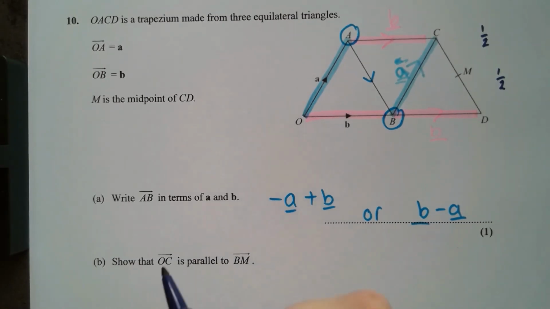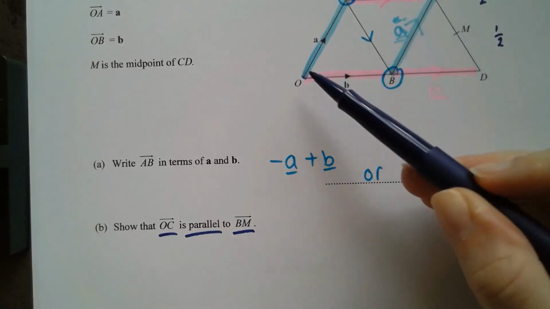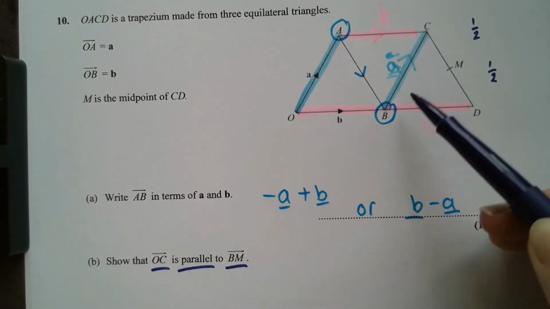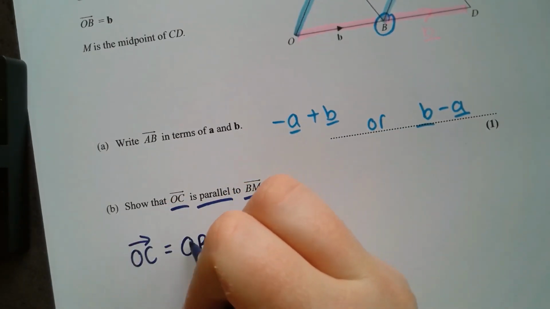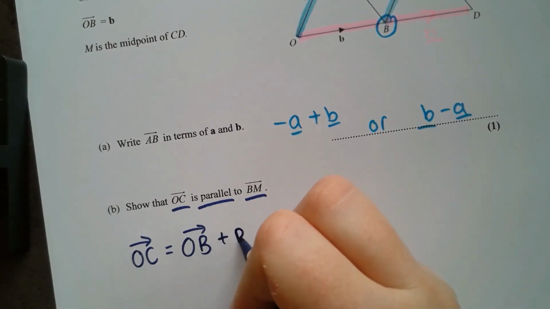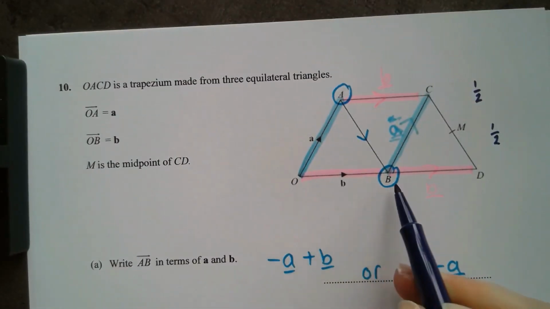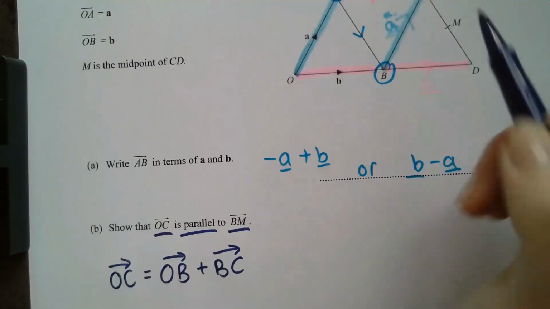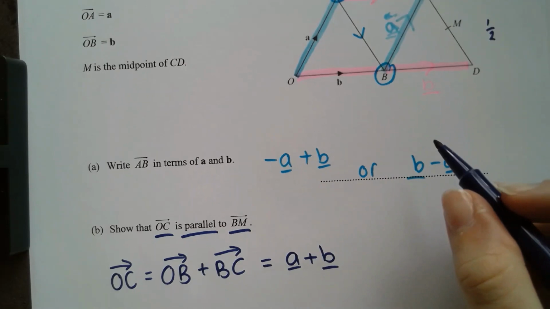We then need to show that OC is parallel to MB. O to C is a slightly more difficult pathway again, but we've already allowed for the fact that we know what this bit is. So I can go from O to B and B to C. So OC is where I'm going to start. I'm going to go O to B, and then from B to C. So I've described my pathway as this first step, across here and then up here. O to B and B to C is A plus B, or B plus A, depending on which way you want to write it.